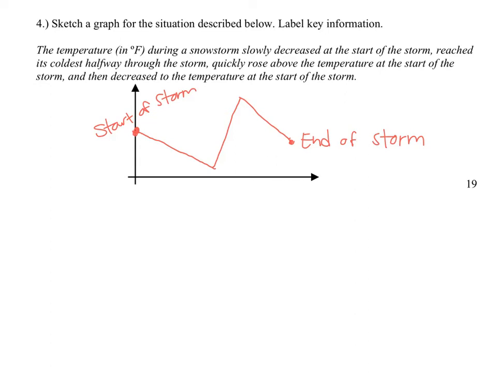On the y-axis, we have temperature in degrees Fahrenheit, and on the x-axis, it's time. So here, about halfway through, is where we reach our lowest temperature. Here's the start of the storm and the end of the storm. So something along those lines would be fine. You just need a more shallow slope to show the slowly decrease. Quickly increase means a steeper slope going up. And then it has to come back down to about where you started.